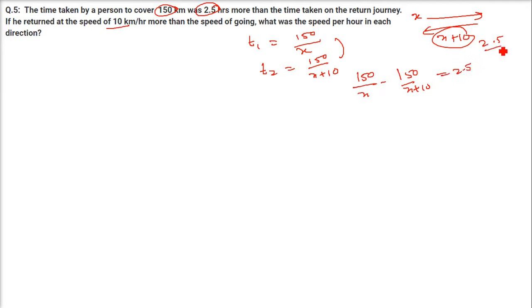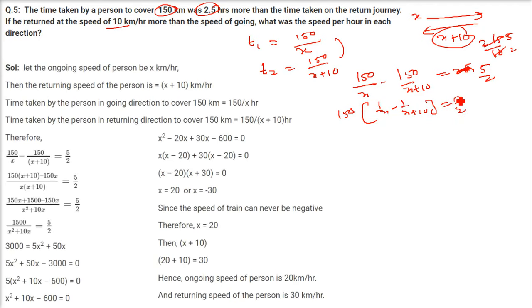So let's just write 2.5, and you can write 2.5 as 25 by 10. So 5 fives are 25, 5 twos are 10. You can write it as 5 by 2. Take 150 common. This will be 1 by x minus 1 by x plus 10 equal to 5 by 2. So we get 150 into, this goes here, x plus 10, this goes here, minus x, by x into x plus 10 equal to 5 by 2. This gets cancelled. 150 into 10.